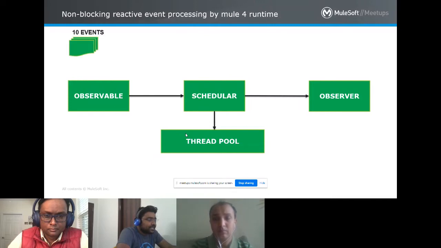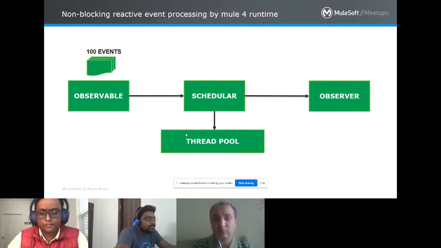Assume we are getting 10 events to the observable, then it is pushing the 10 events to the observer. Then, since there are 10 threads available, the observer can take care of the execution of these 10 events. Assume now we are getting 100 events at a time. Since the observer is capable of handling only 10 events at a time because only 10 threads are available, let's see how it handles the situation.